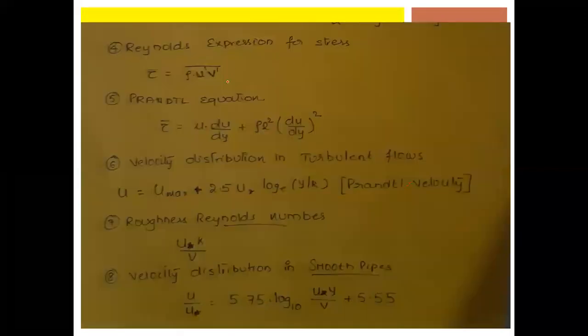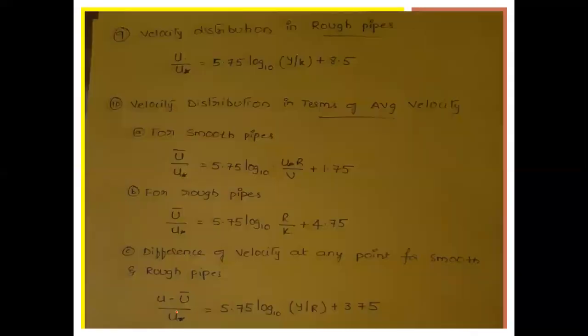So the Reynolds expression for the stress: tau_R is equal to rho into u' v' bar. Prandtl equation, velocity distribution, Reynolds roughness number, u star into k by nu. The velocity distribution in smooth pipes is equal to this one. Next, the velocity distribution in rough pipes is equal to this one. There is one formula for rough pipes and one formula for smooth pipes, right?